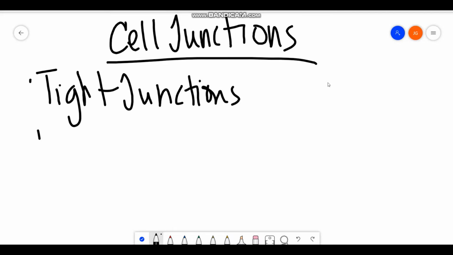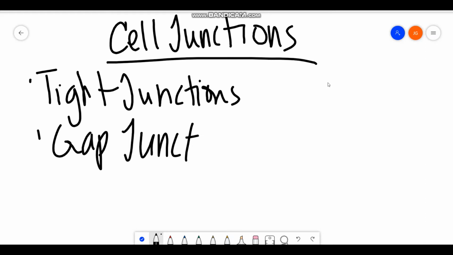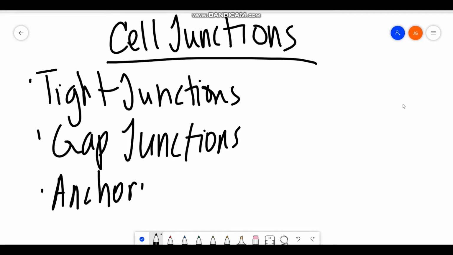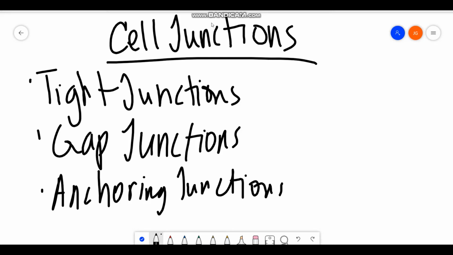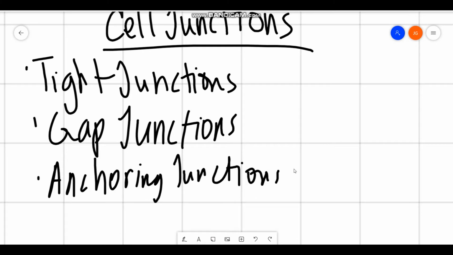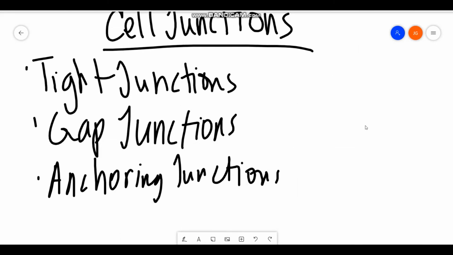You're going to have your gap junctions. These are going to allow for movement between cells, things that are being transported between cells. And you're going to have your anchoring junctions, and anchoring junctions are going to hold them together. Generally, on the high school level, this is all you need to know, these three. We're going to be talking about them on the college level, so slightly higher than your AP biology level.